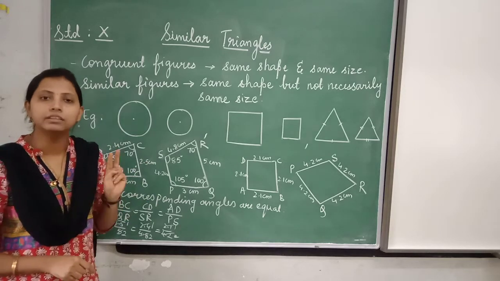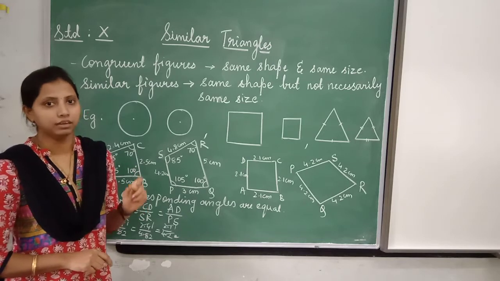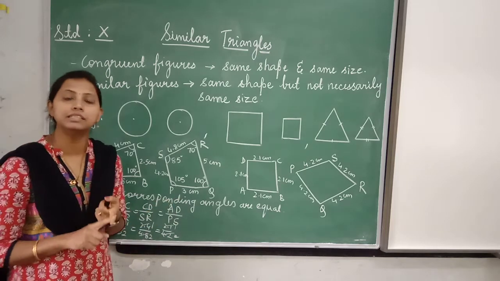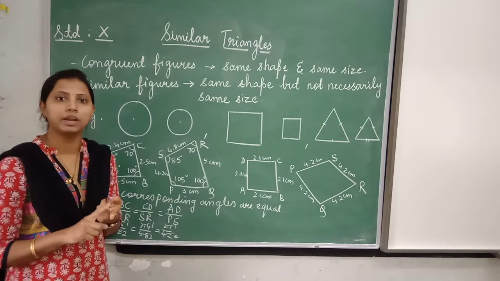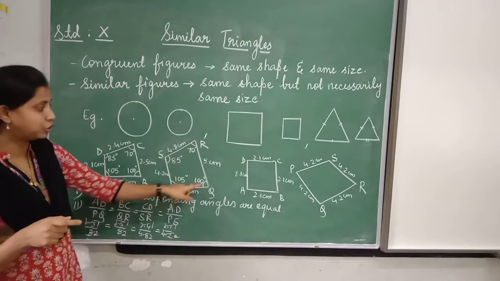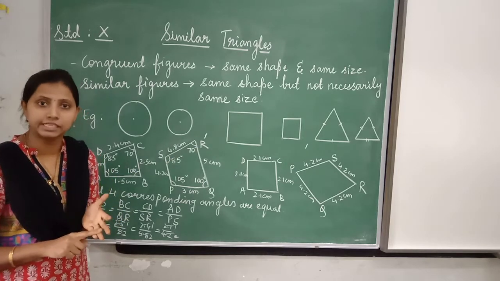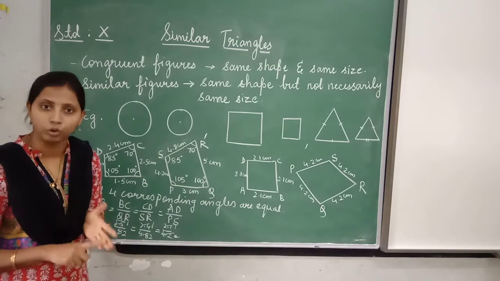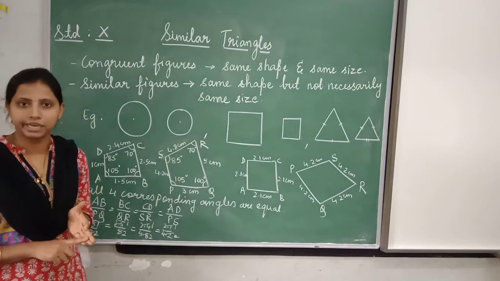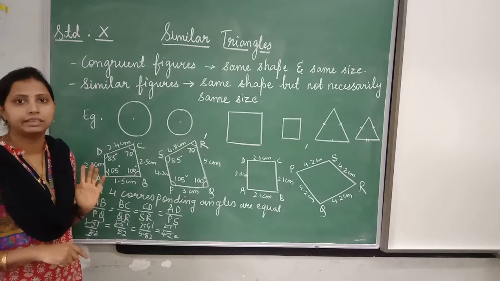So these are the two conditions by which you can recognize two similar figures. One condition is their corresponding angles must be equal. If the corresponding angles are equal, they will have the same shape. The second condition is that the ratio of their corresponding sides must be equal. They must be in proportion. Then the two figures are said to be similar to each other. These two conditions you have to see. If only one is there, we cannot tell that they are similar.